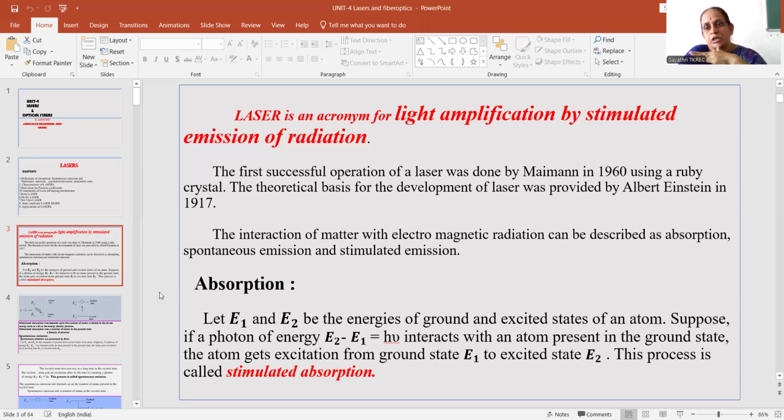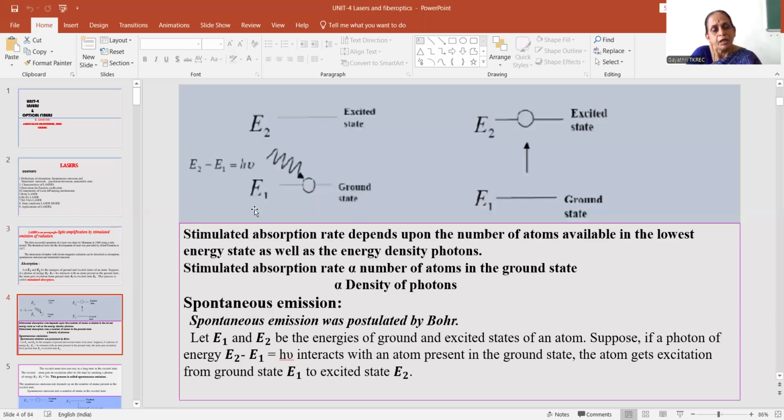Now come to the case of absorption. The atoms which are present in the ground state will absorb the photon which is incident on the atom with the energy h nu, which is equal to the difference between the two energy states, and they will excite it to higher energy state. Such type of process is called as stimulated absorption. If you see this figure, clear idea you will get.